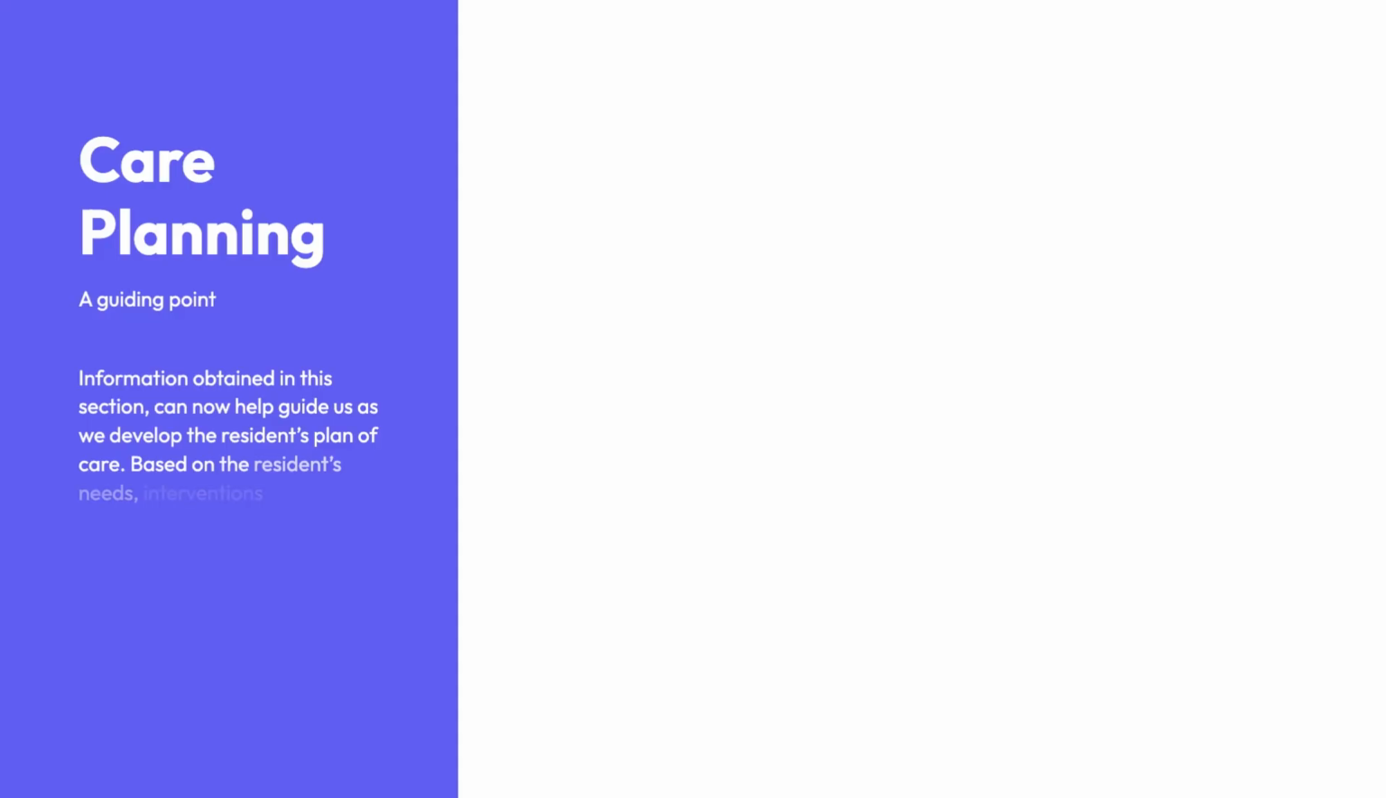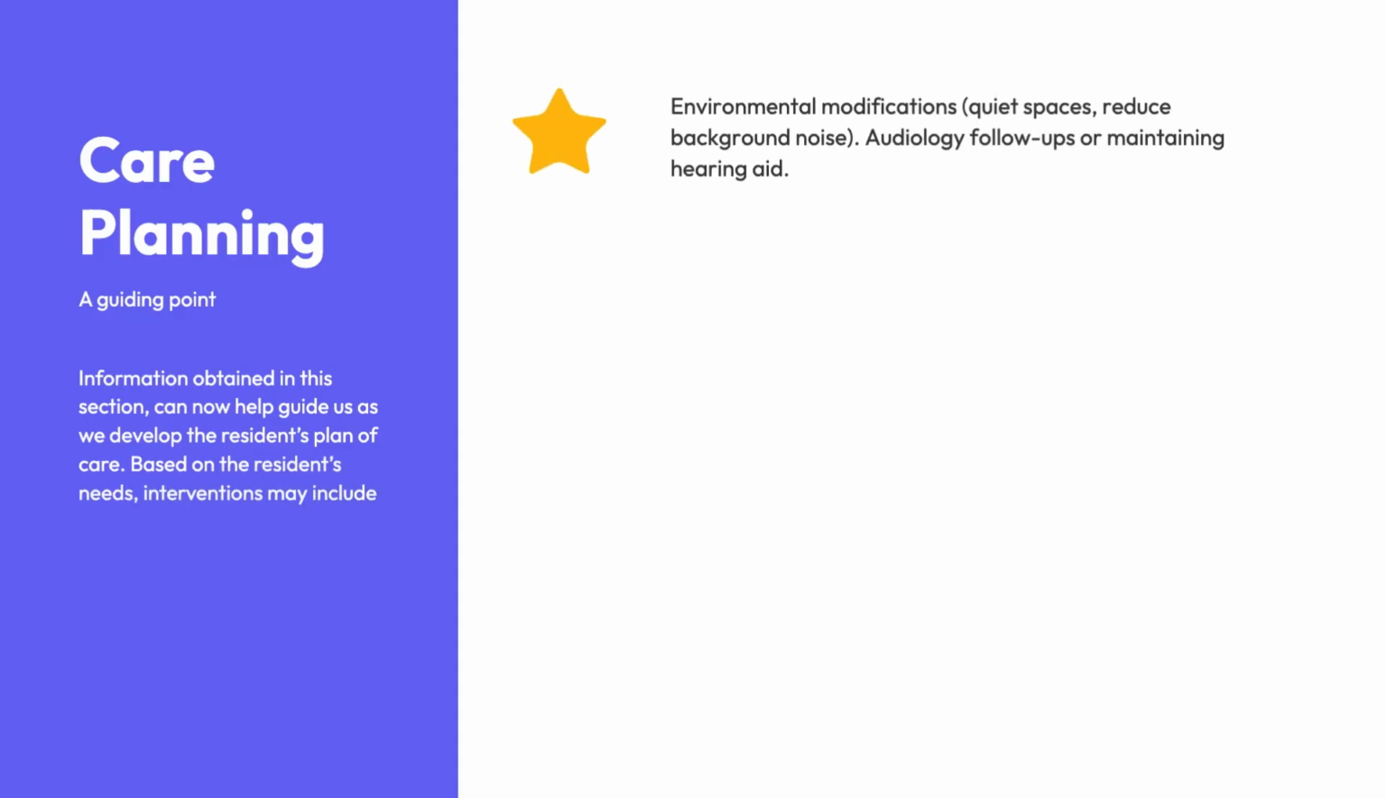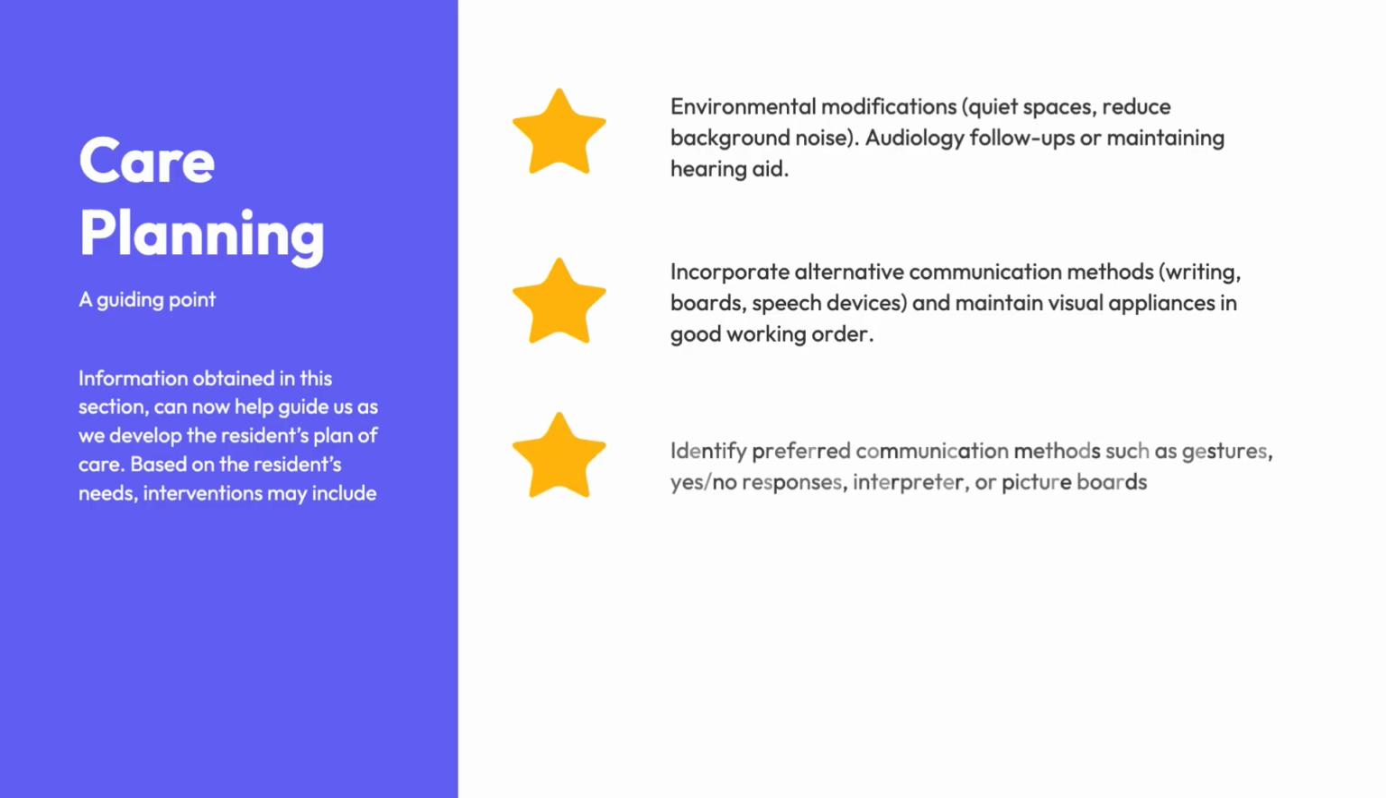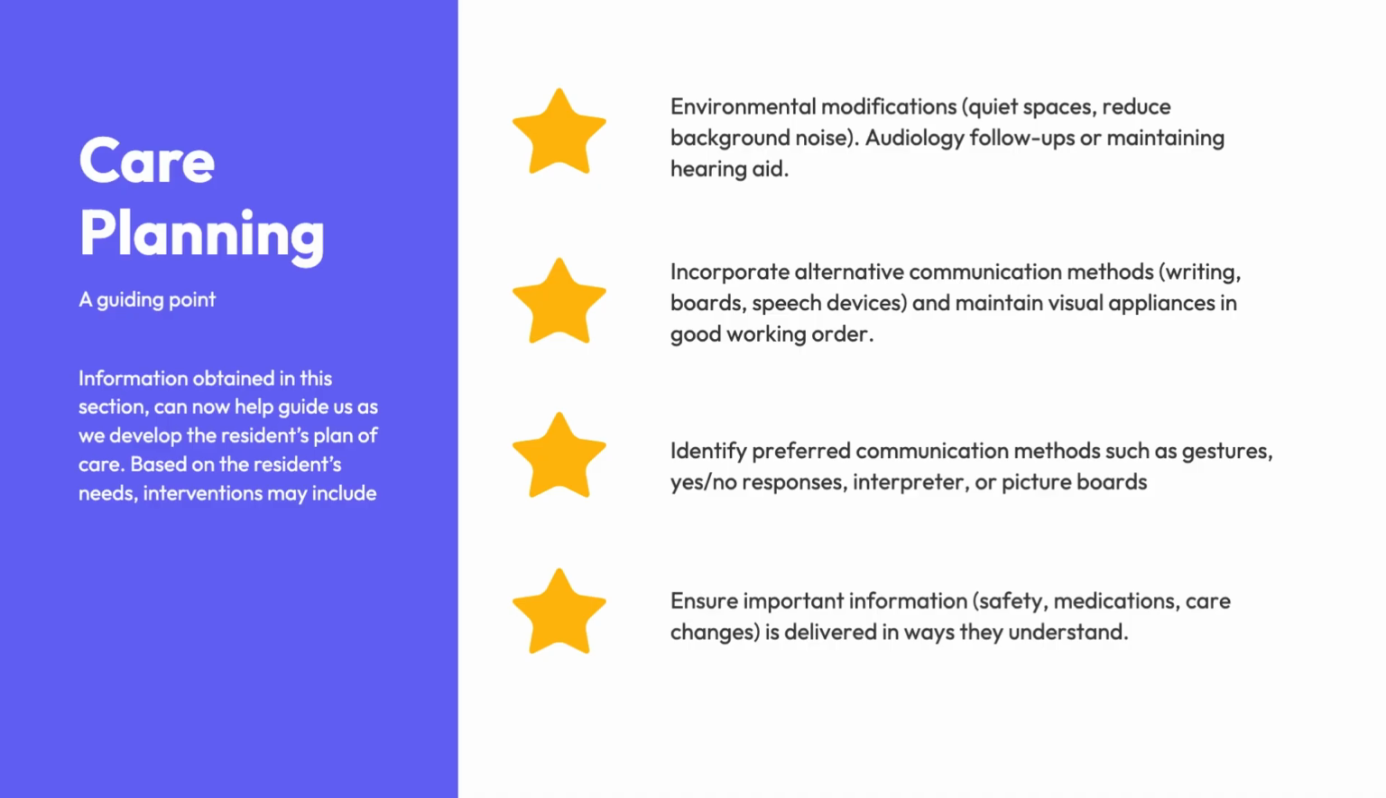Information obtained in this section can now help guide us as we develop the resident's plan of care. Based on the resident's needs, interventions may include environmental modifications such as quiet spaces, audiology appointments, or maintaining hearing aids. Incorporating alternative communication methods like writing, visual boards, speech devices, or maintaining visual appliances in good working order. Identifying preferred means of communication such as gestures, direct responses, interpreters, or picture boards. And ensuring that important information like safety, medications, or care changes is delivered in a way that will be understood.